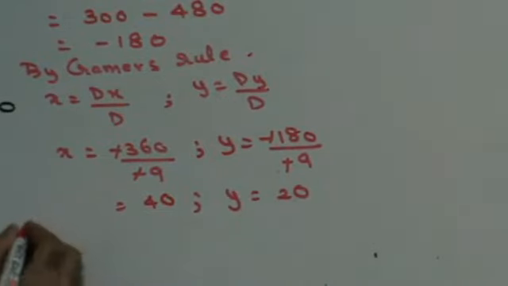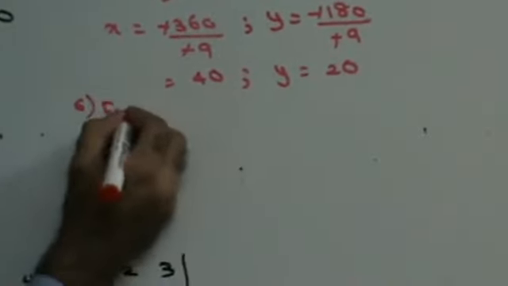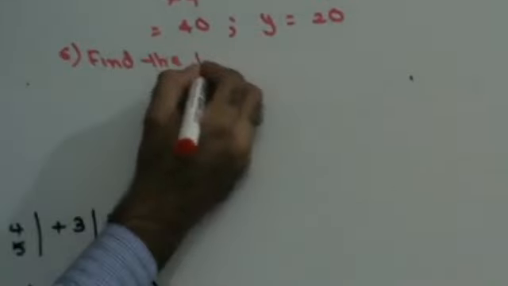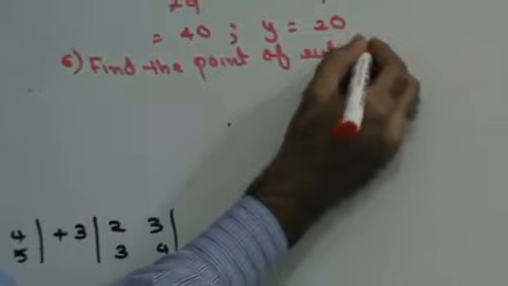Now, this particular sum could have been framed this way also. I'll frame the sum slightly differently. Find the point of intersection.